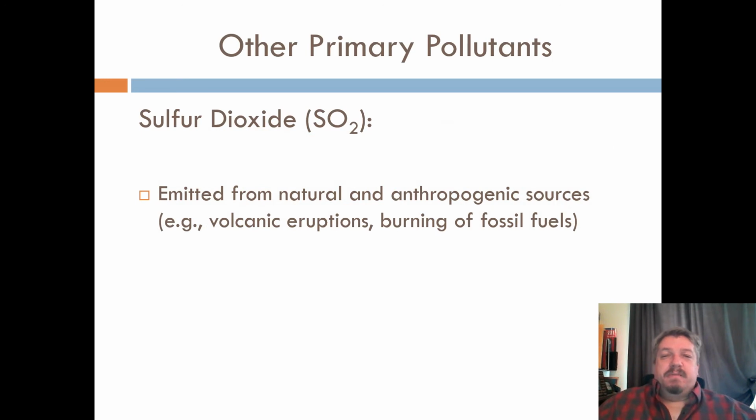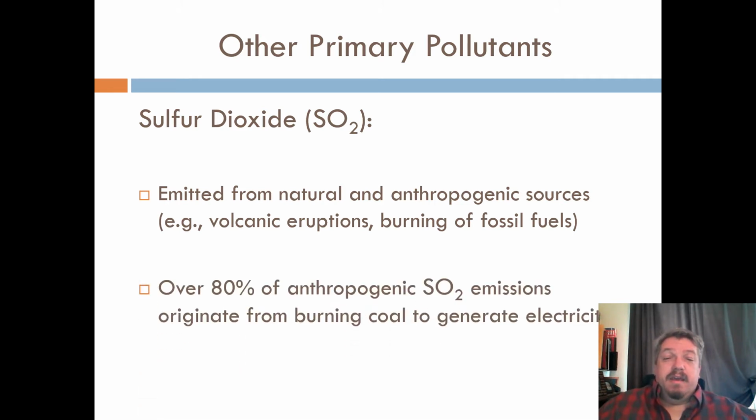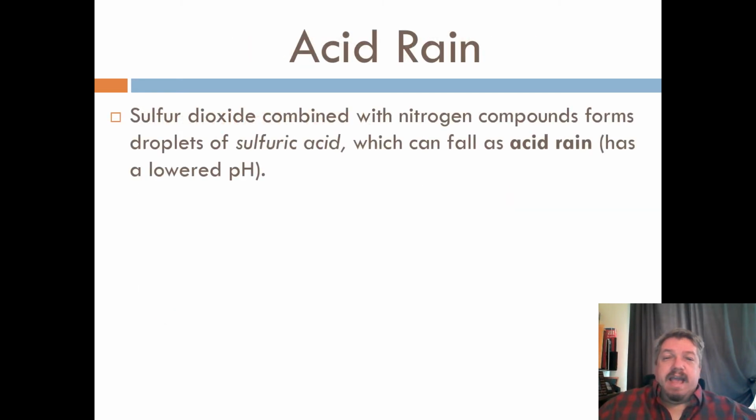I briefly touched on this. Sulfur dioxide, or SO2, is another primary pollutant. Volcanoes give off a lot of it, but so do fossil fuels, mainly burning coal for electricity. That's the main chunk of it. Acid rain is a secondary pollutant that is caused when sulfur dioxide, as I mentioned, basically bonds with the water in the cloud to create sulfuric acid.